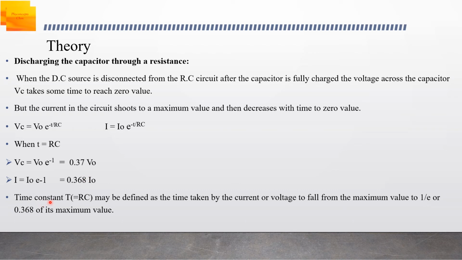So the time constant t is equal to RC may be defined as the time taken by the voltage to fall from the maximum value to 1 by e or 0.368 of its maximum value.